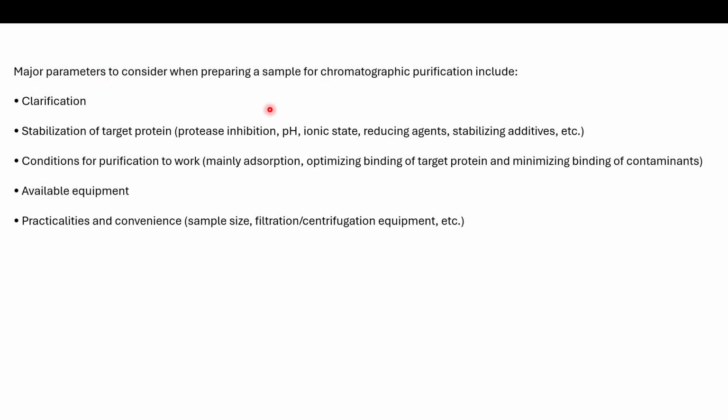So the major parameters while preparing a sample are clarification and stabilization of the target protein. How do you stabilize? You use protease inhibitors. You take care of the pH or the ionic state and add reducing agents or stabilizing additives, etc. Conditions for purification to work. You have to take care of the absorption. Also, you have to keep an account of the available equipment and the sample size, filtration or centrifugation equipment available.